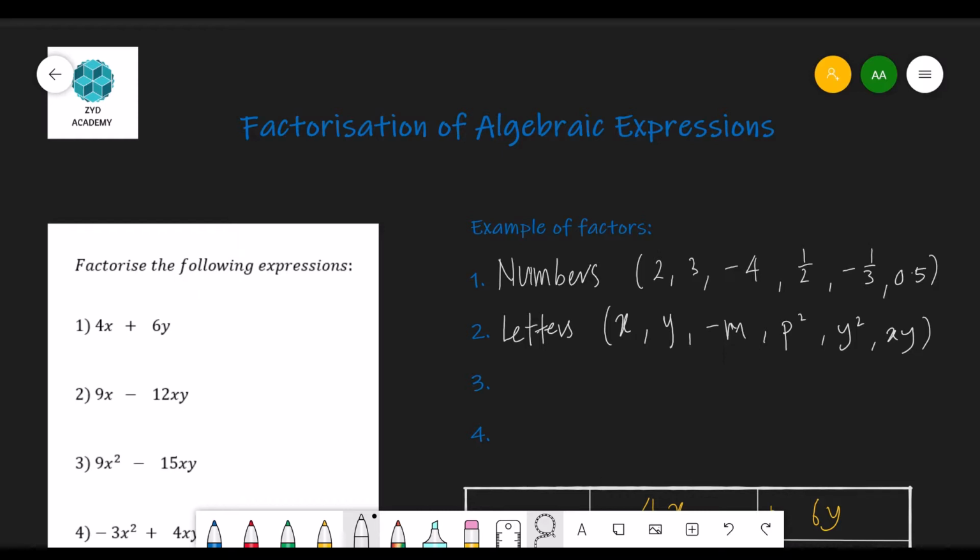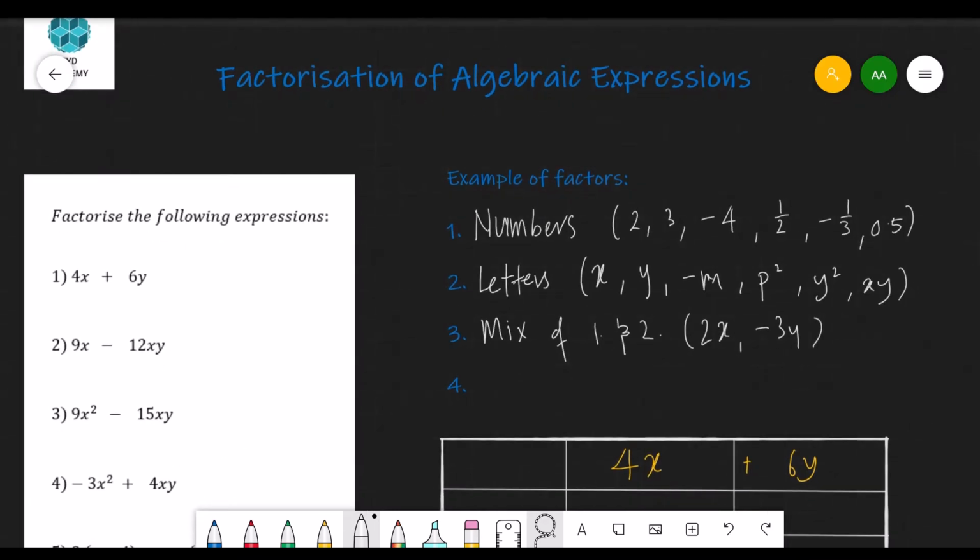The third example is a mix of your number 1 and number 2. That means a mix of numbers and letters, examples like 2x, -3y, and so on. The last one is slightly harder to guess, but they are simple expressions. What are examples of simple expressions? They are something like 1 plus x, maybe 2y minus 3. These are common factors in terms of expressions.